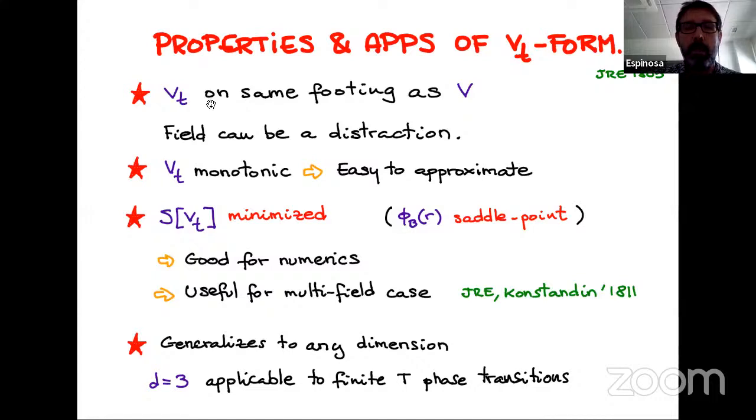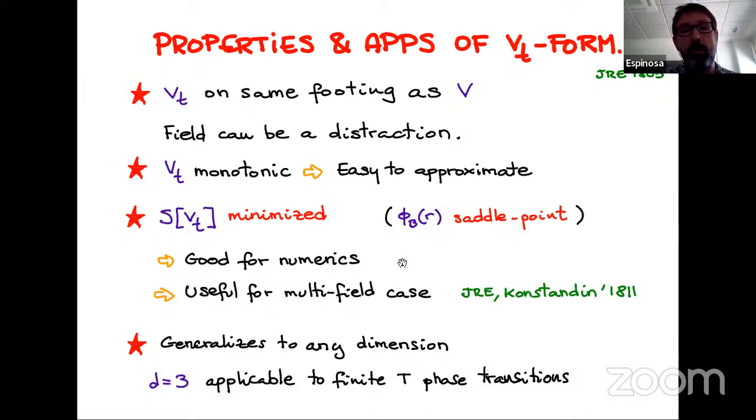Okay. A nice property of this tunneling potential is that it is a monotonic function. As you go away from the false vacuum, it always decreases, and this makes it easy to approximate numerically. Another nice property is that the action functional is something you have to minimize. This is in contrast with the Euclidean formalism, where the bounce is not a minimum of the Euclidean action but a saddle point. As you can imagine, it is much easier to find a minimum numerically than a saddle point, which makes this formalism especially useful for numerics.